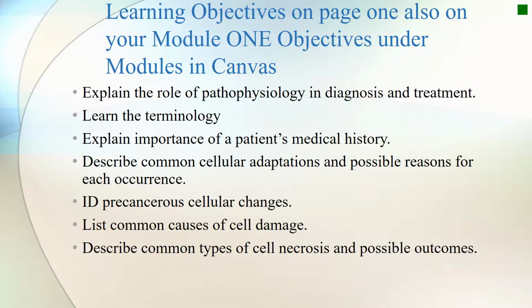All right, the first thing to look at is our learning objectives. You have some in the textbook, page 1, and you also have them under your modules in Canvas. This just tells you kind of what to expect from this course. You need to know what the role of pathophysiology is in diagnosing and treatment of your patients. We have to learn the terminology. We have to know the importance of a patient's medical history. We want to describe cellular adaptations and possible reasons for these. We want to be able to identify precancerous cellular changes, list common causes of cell damage, and describe most common types of cell necrosis and possible outcomes.